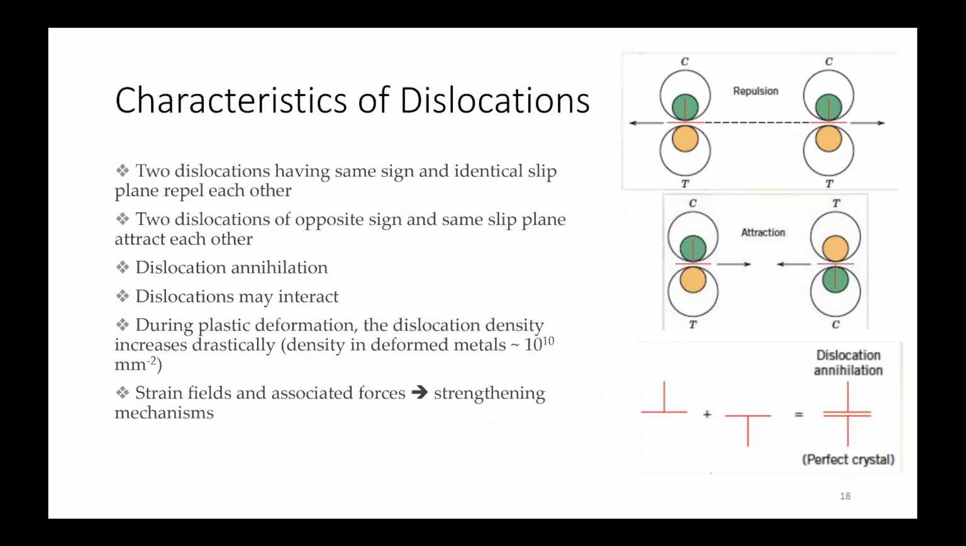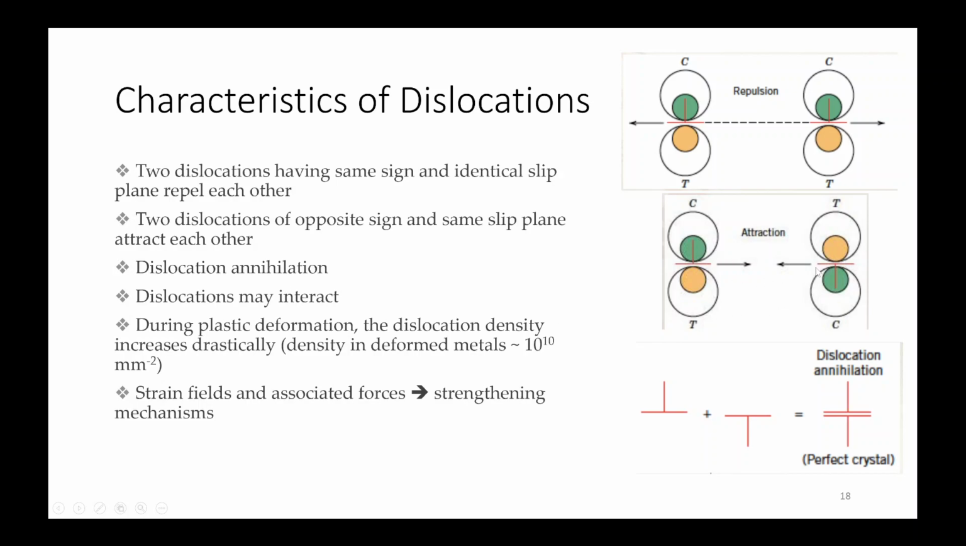Now, characteristics of dislocations. Two dislocations having the same sign and an identical slip plane tend to repel each other. So as we can see, if a dislocation is like this, with the half plane above, there will be a compressive force above and a tensile force below. So this is similar, compressive in the upper part and tensile in the lower part. So these will tend to repel each other, while if they are of different sign, then they will attract, and this might lead to dislocation annihilation.